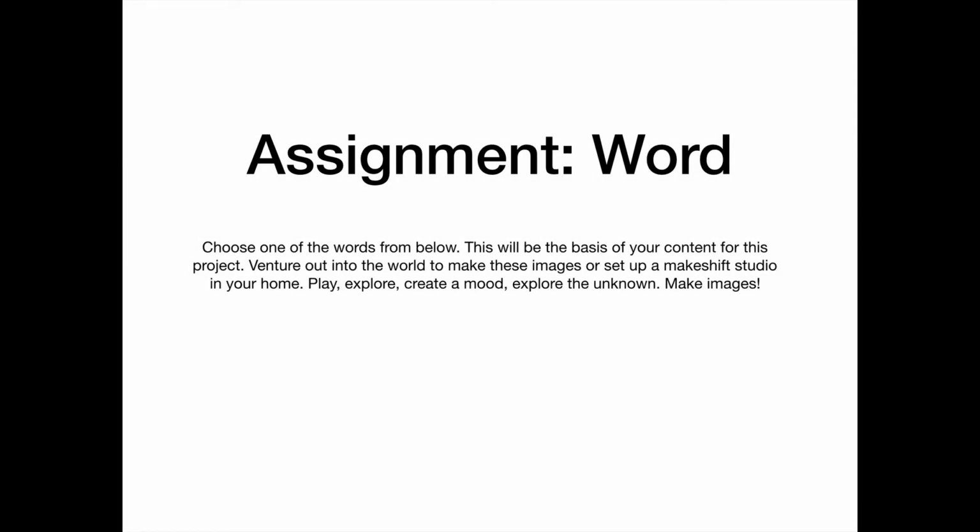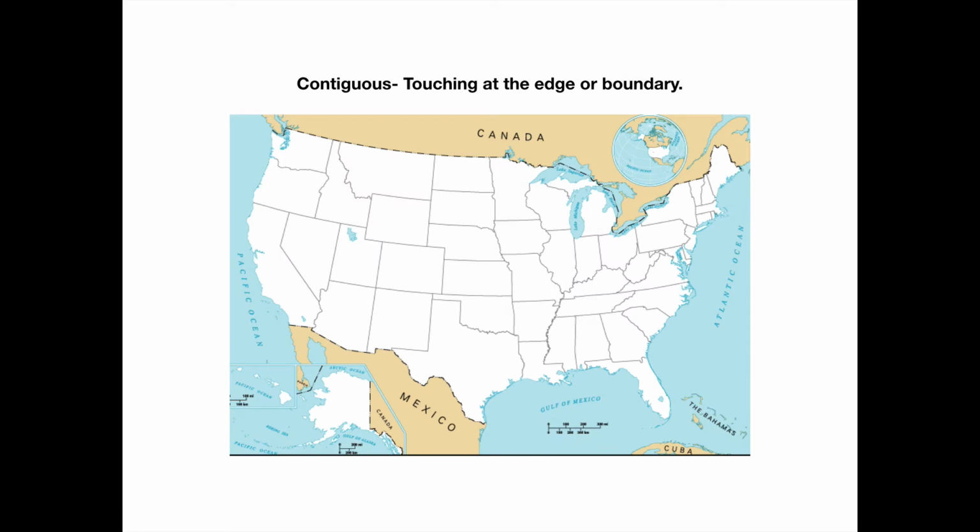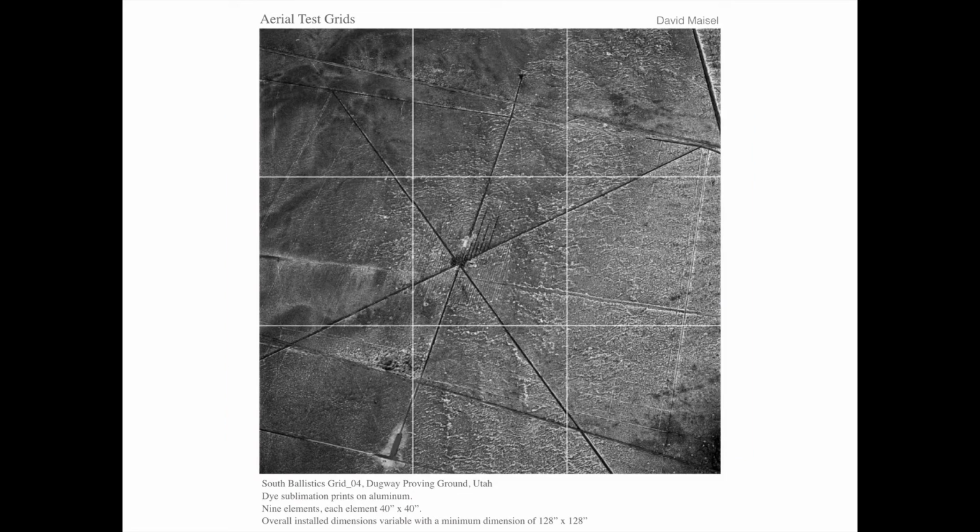The slideshow. So here we go. Contiguous, touching at the edge or boundaries. The United States is a great example of that. We are the contiguous United States. Hawaii and Alaska are not part of the contiguous United States because they don't touch our boundary. So that one pretty much sums this up. But what else could you do? I think these work along these lines.